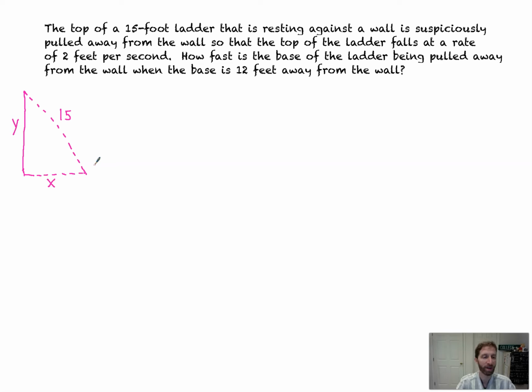So that's changing. It's being pulled away from the wall, so we're going in that direction right there. And we're told that the top of the ladder falls at a rate of 2 feet per second. More on that in a little bit. We've got an equation we can now relate.